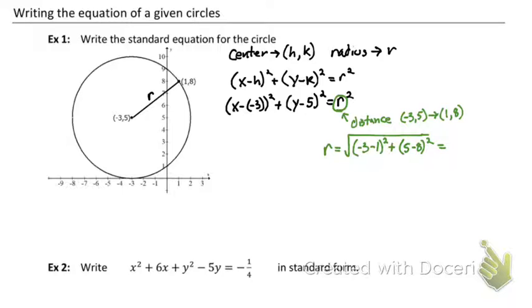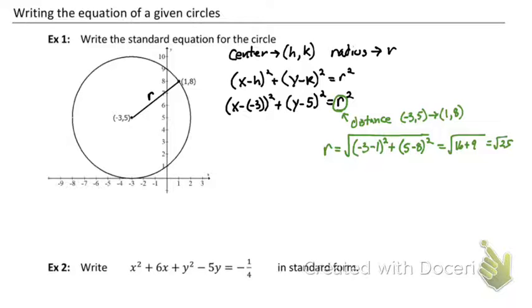This is just going to equal, what is that? (-4) squared plus (-3) squared. Now just a reminder, when we have a negative number squared, that should be positive. Both of these should be positive. So we have (-4) squared, which is 16, plus (-3) squared, which is 9, which equals the square root of 25, which I'm pretty sure is just 5. So our r value equals 5.